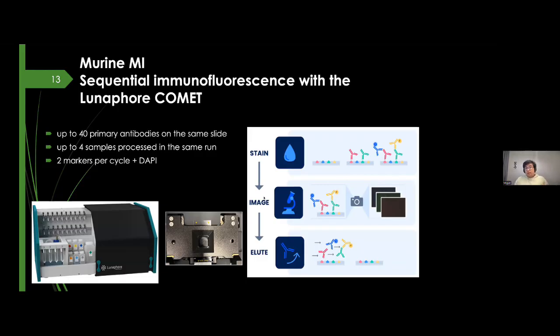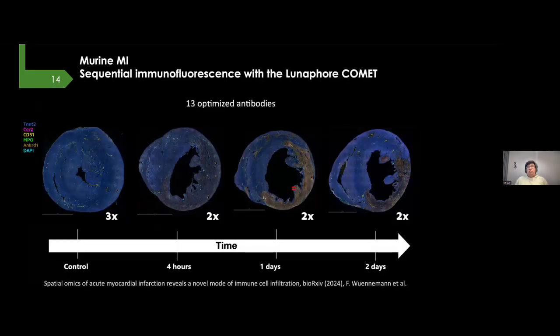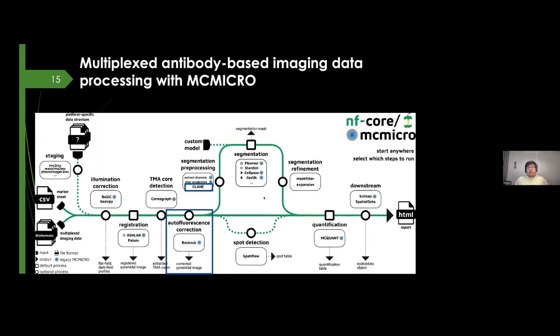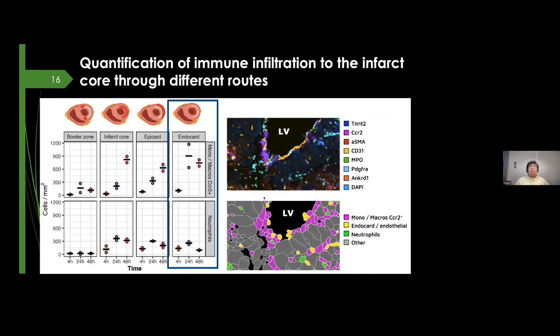One of them here from the group is for a myocardial infarction in murine specimens, in which we have the Lunaphore COMET machine, and we basically do analysis based on this beta version of NF Core MCMICRO. In this, we added a very particular module that is very useful, which is autofluorescence correction followed by a background subtraction. This backsub module that we added is now implemented already into NF Core, but it can also be used for any other pipeline down the line.